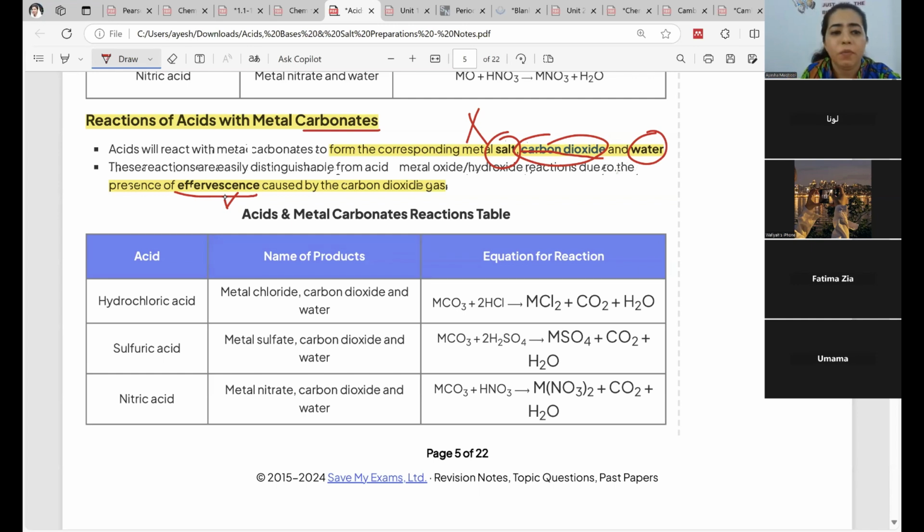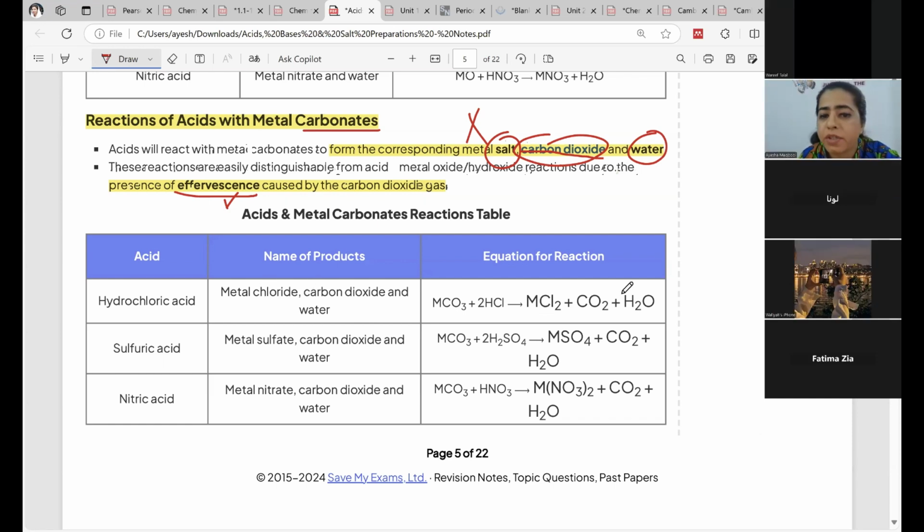Then we have some more examples over here. When hydrochloric acid reacts with metal carbonate, it produces the metal chloride, carbon dioxide and water. Sulfuric acid will produce metal sulfate, carbon dioxide, water. Carbon dioxide and water are common products in all. Only the salt name will change according to what acid we are using.